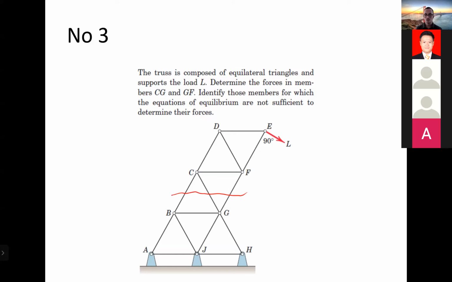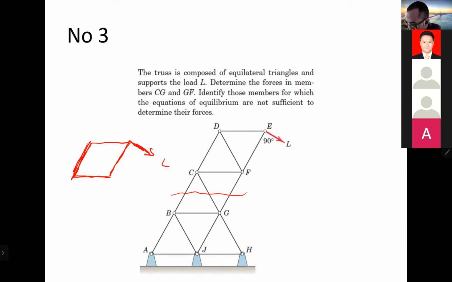And should we use the top free-body diagram or the bottom free-body diagram? The top one, because we don't want to solve all the joints at A, J, and H. Okay, so we're supposed to use the top one. In that case, you can draw the free body diagram, right? It's supposed to be this. And here is 90 degrees. Of course, it's 90 degrees.